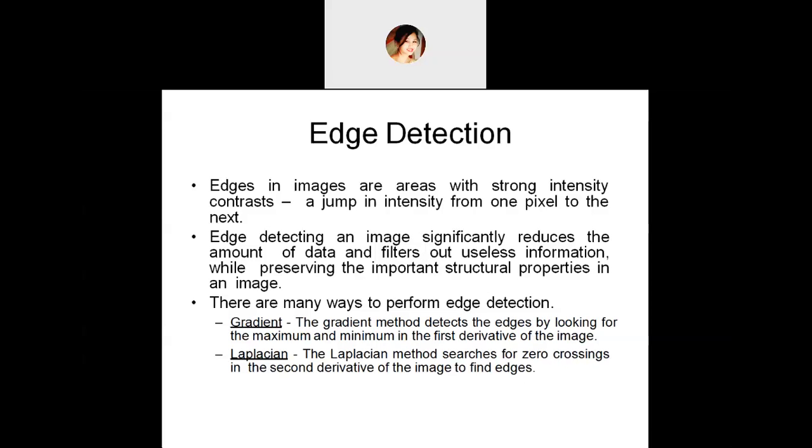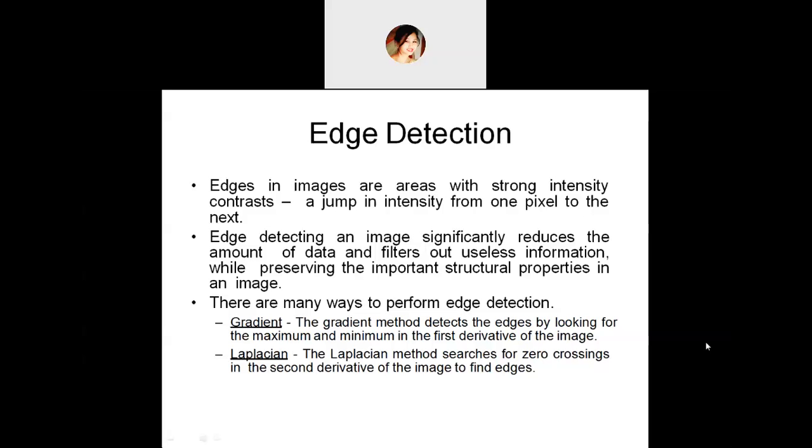Then we have many ways to perform edge detection. Of that, we are describing two types. First is gradient and one is Laplacian. So here we talk about the first derivative and the second derivative of an image. In gradient, what is a gradient? What do you understand by the term gradient?